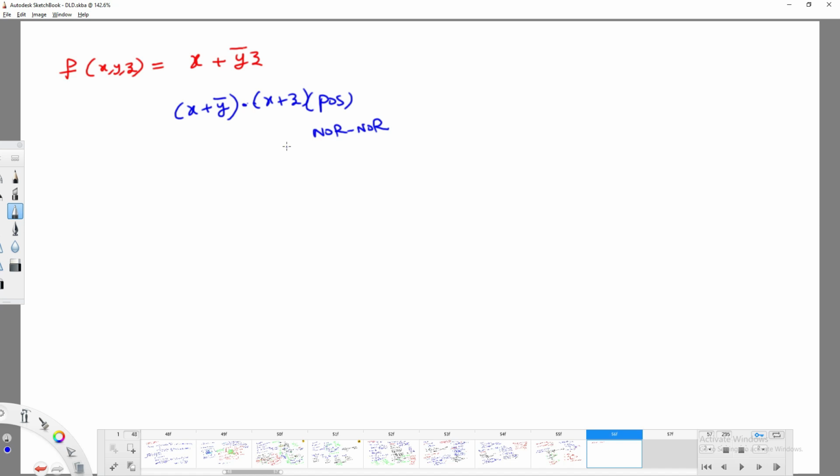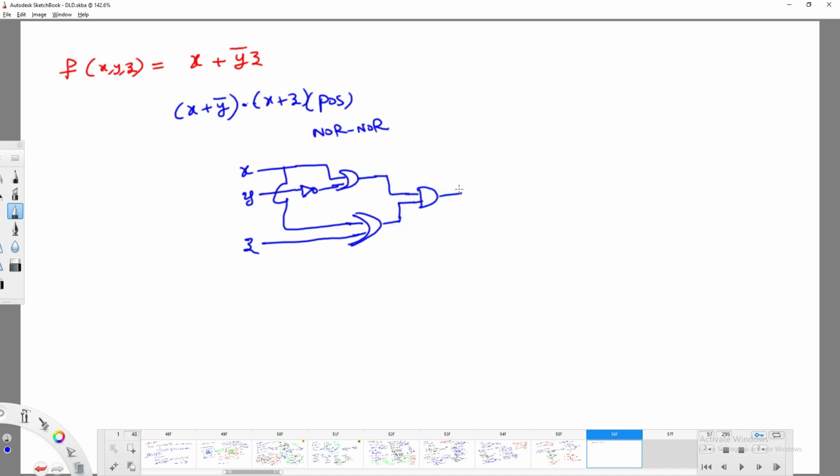NOR-NOR realization, right? But to construct it, first you have to draw the circuit. So x is one input, y is one input. I have to have the complement required, and for this I'm going to make an OR gate, and the same x I am going to give for another expression with z, with OR, and finally I am going to perform the AND operation.